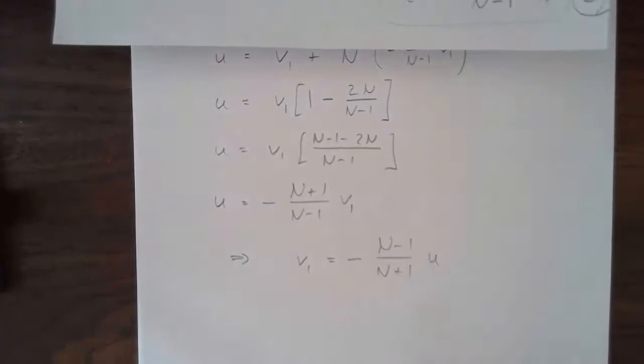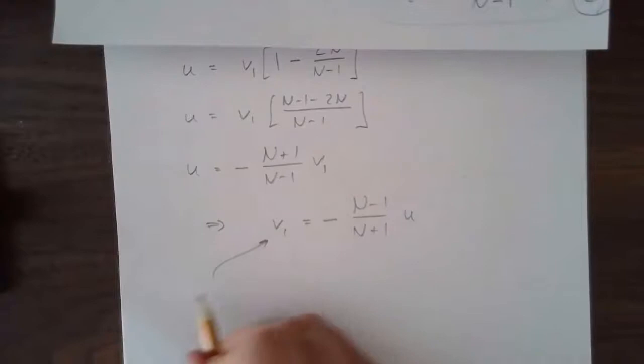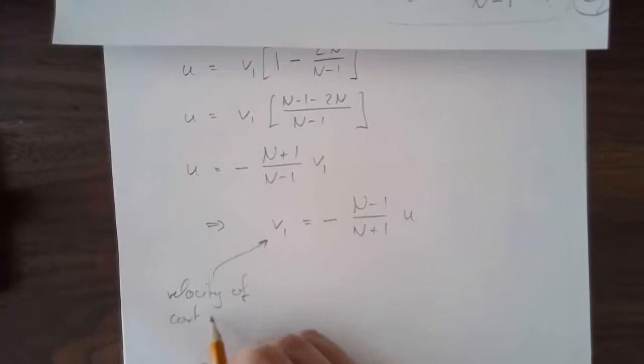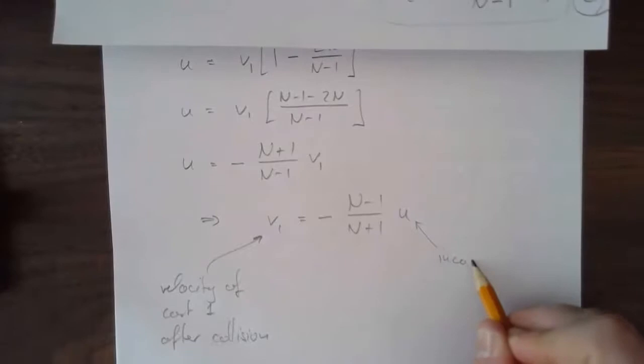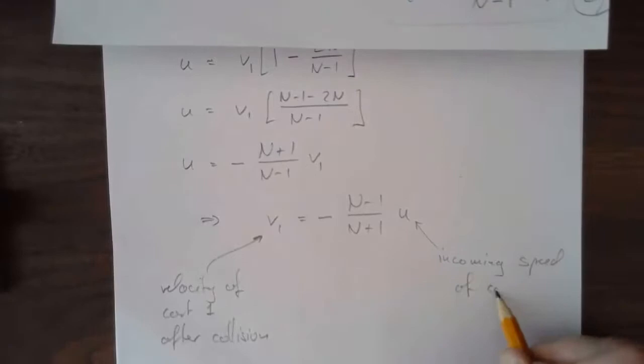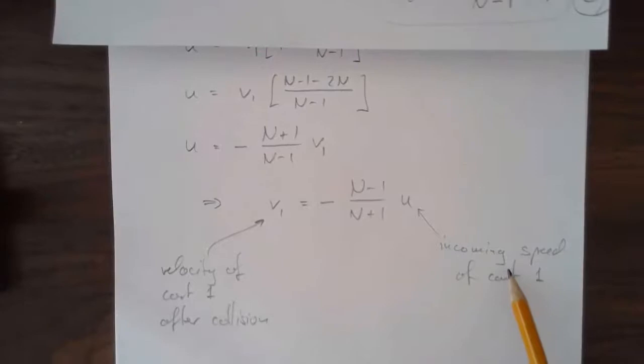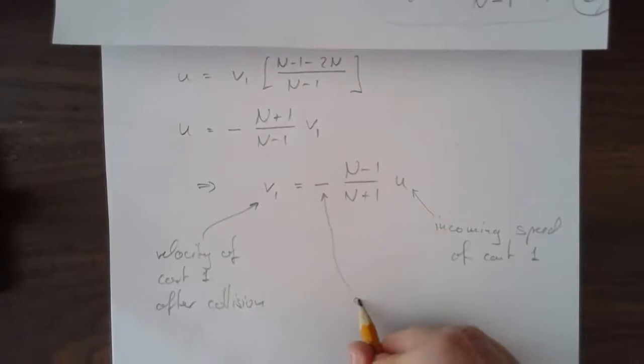Right. So let's annotate this just so we don't forget what this all means. Velocity of card 1 after the collision. And that's the incoming speed of card 1. So it's kind of how fast it's going afterwards compared to incoming. Now there's a minus sign here. That means we're going to go backwards. Bouncing.